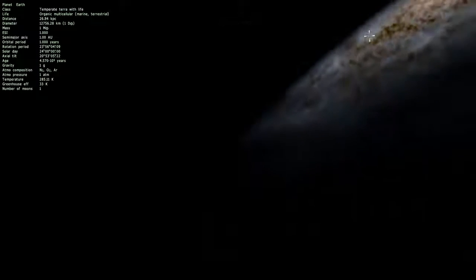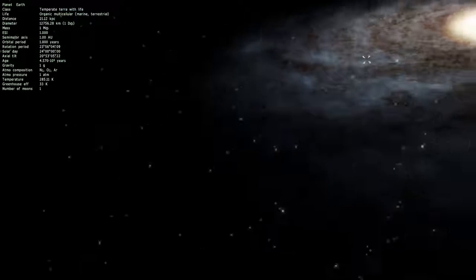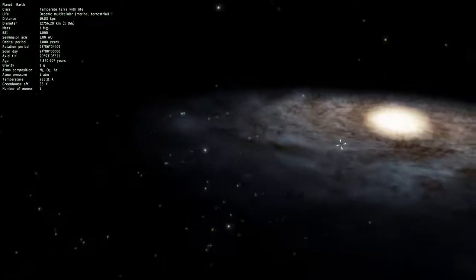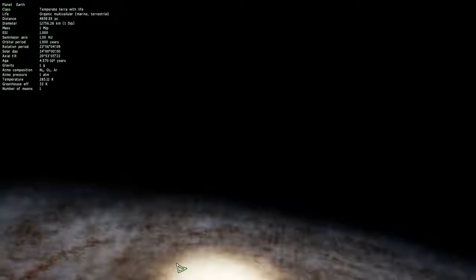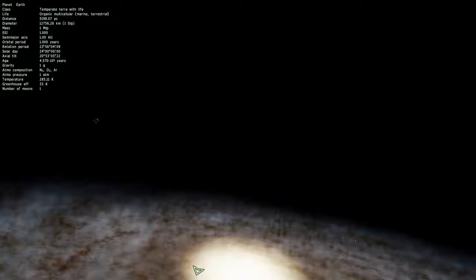There's quite a lot of stars here on the outskirts, and we've recently discovered a brand new star that is not even in Space Engine yet, that has recently been born. It's basically a new star. So there you go. There's a star right here.